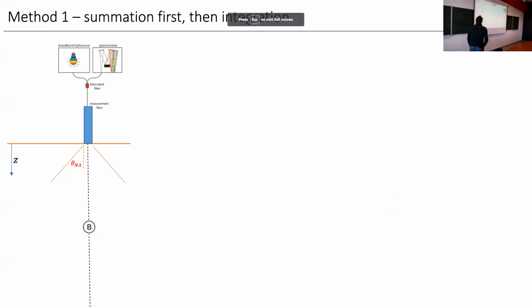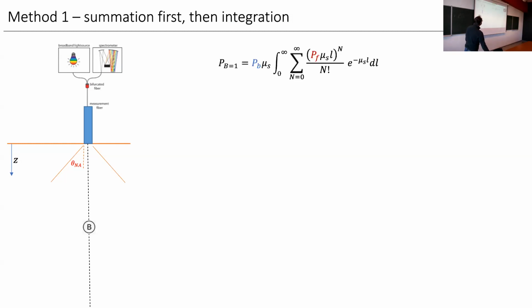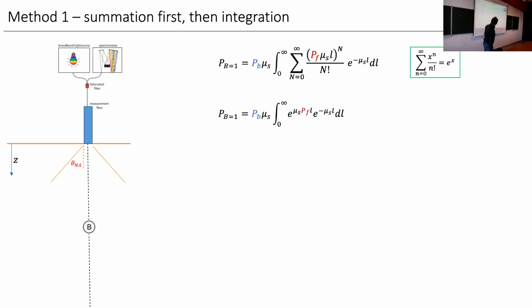Okay, I want to break it down. The first method would be to do first the summation and then the integration. So this is the expression we started with. First the summation. This is a standard geometric sum, or similar: the sum of x raised to the power n divided by n factorial is the exponential of x. So we can rewrite this part as an exponential term, like this.